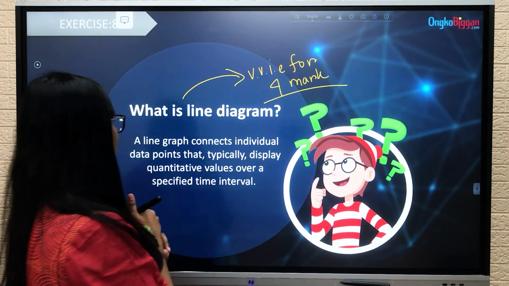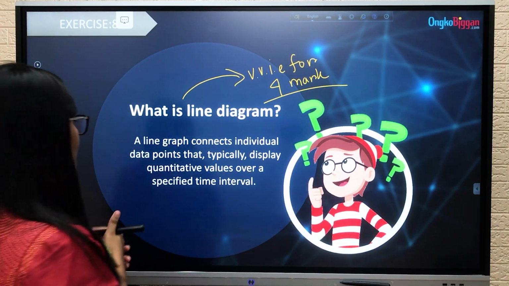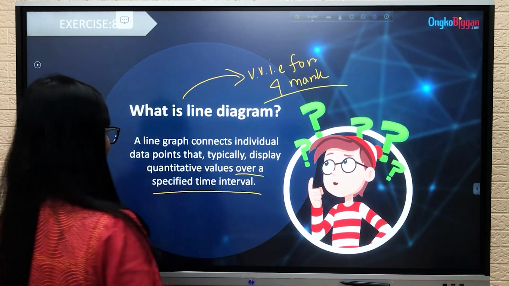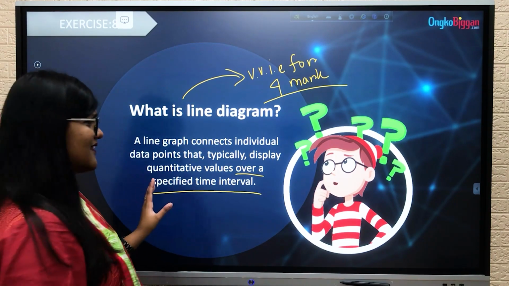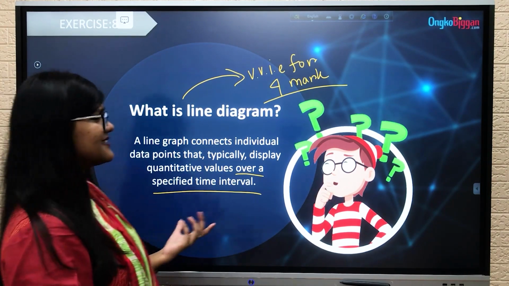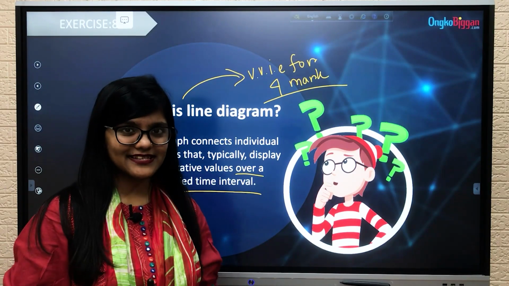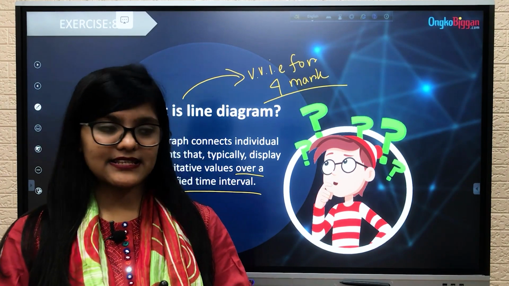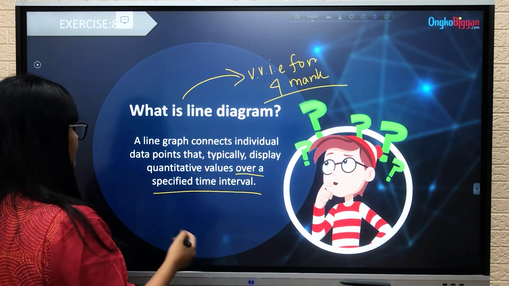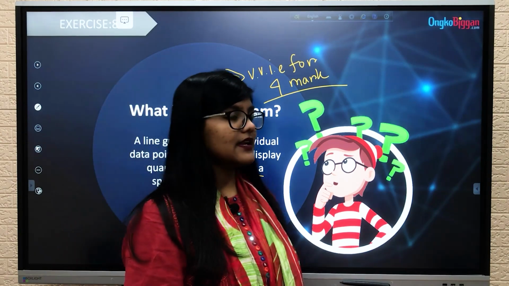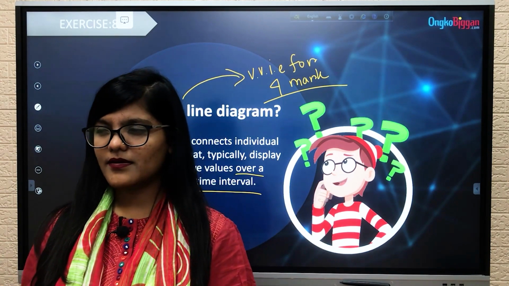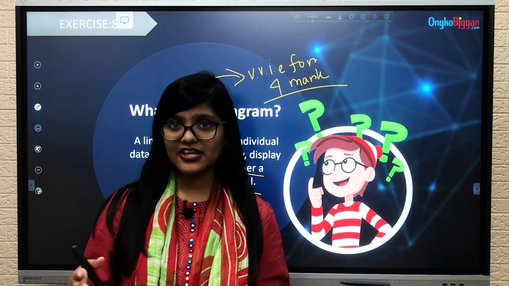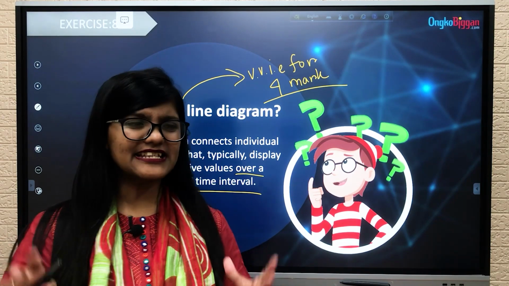So yes, a line diagram connects individual data points that typically display quantitative values over a time interval. It's a very bookish definition. So what happens here, it's a graph. That means in our exam we need to have graph paper while solving line diagram. We will be given some set of data, like number of students in a section, or number of marks in a section, or the population of our country, any set of data.